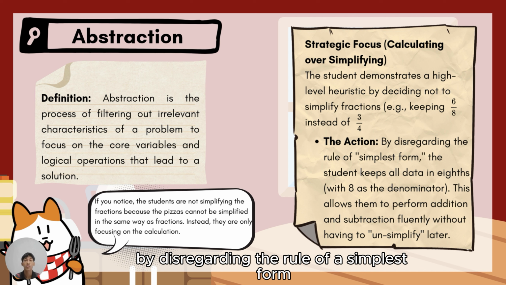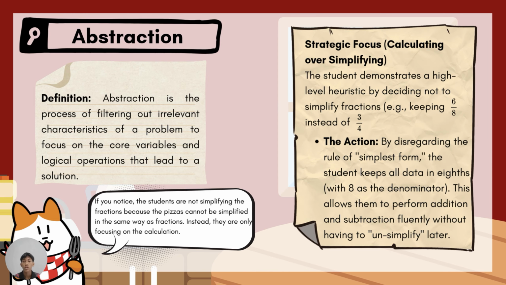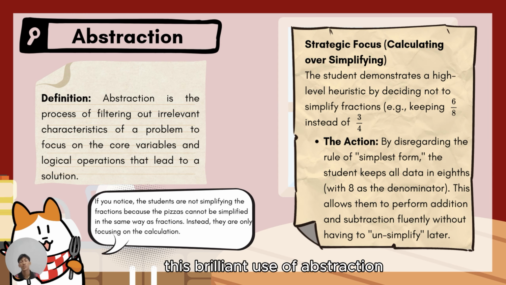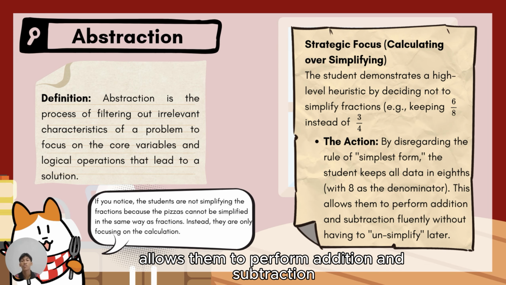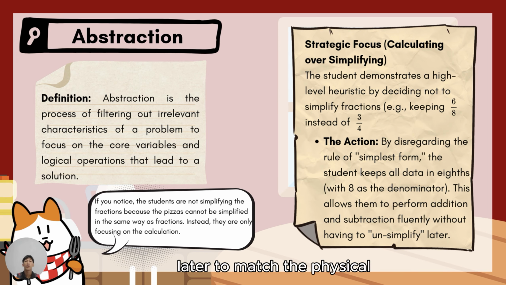By disregarding the rule of simplest form, the students keep all data in eighths. This brilliant use of abstraction allows them to perform addition and subtraction fluently without having to unsimplify a fraction to match the physical pizza slices.